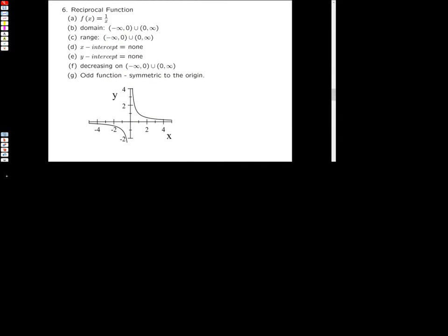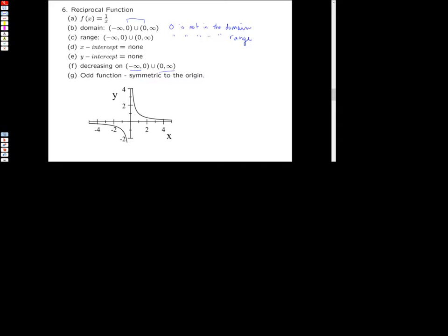The reciprocal function, this is our 1 over x function. Notice that this one has domain of all reals except 0. 0 is not in the domain. You can't divide by 0. You also have 0 is not in the range. It has no x-intercept and no y-intercept. It does not cross either the x or y axis. And it's decreasing everywhere. But we have to write it without including 0 in it because it's undefined at 0.